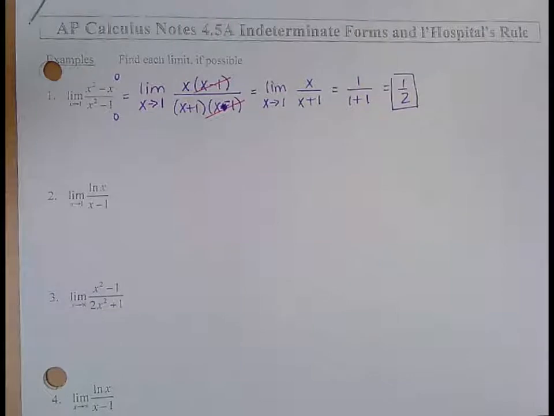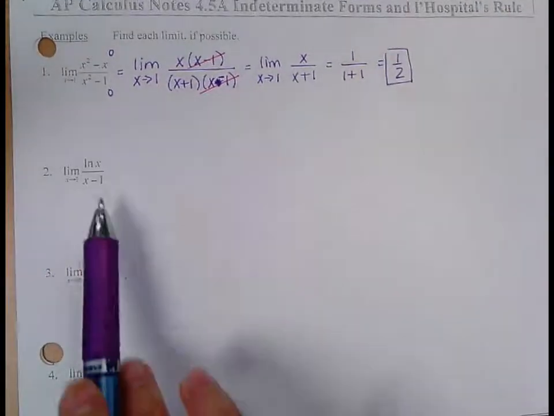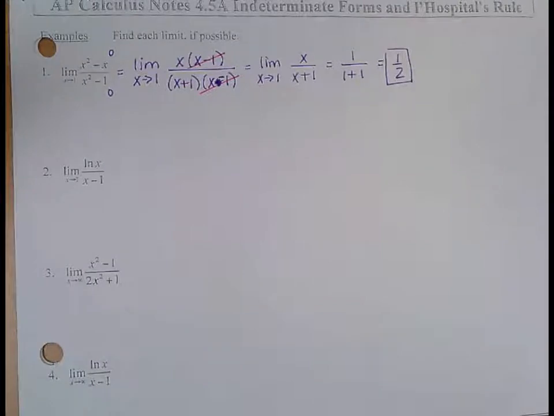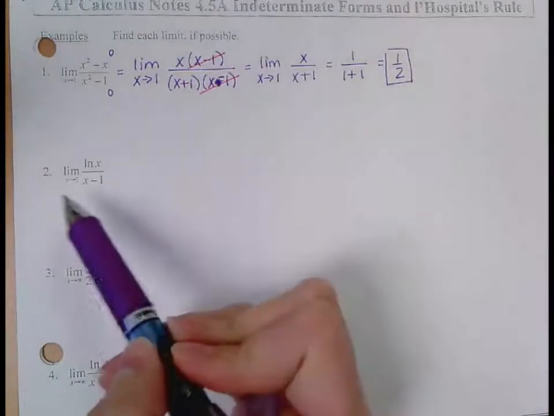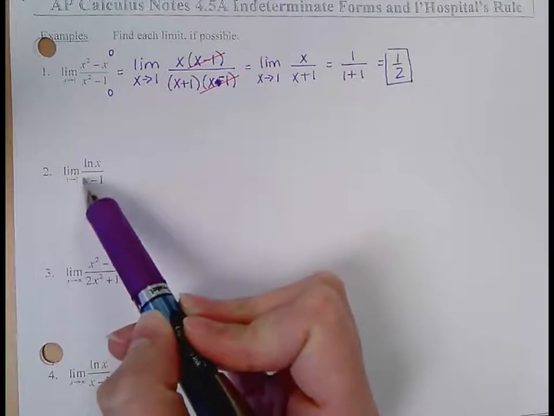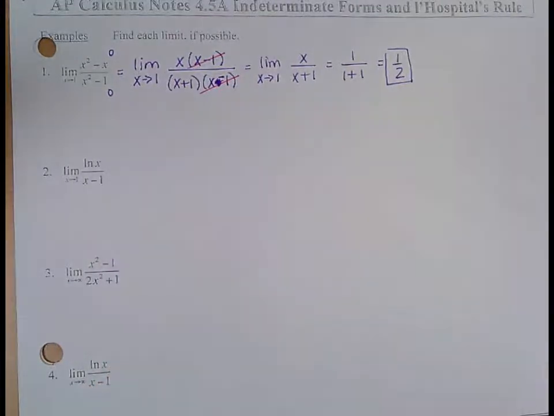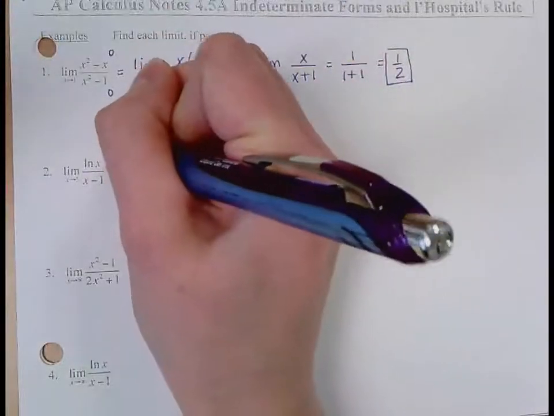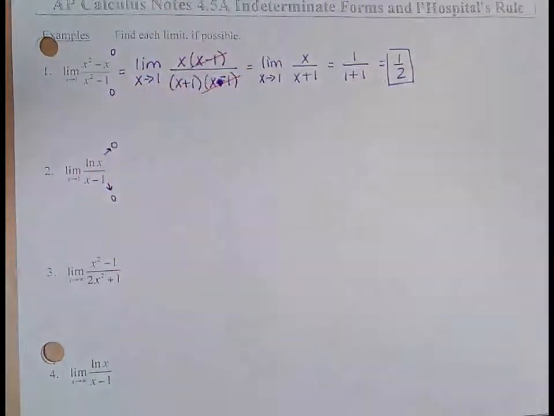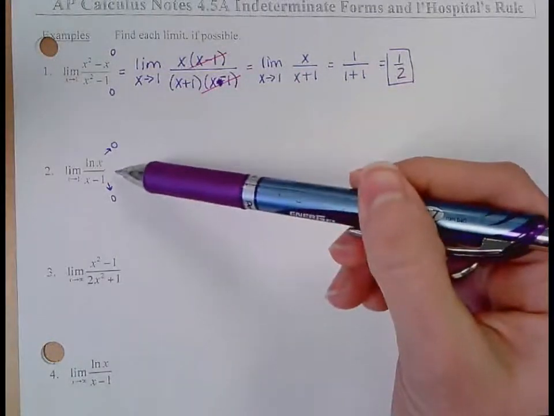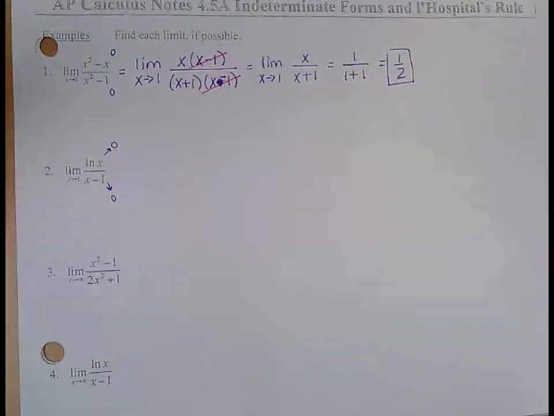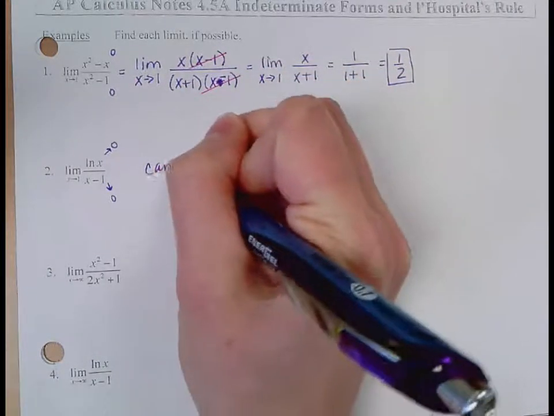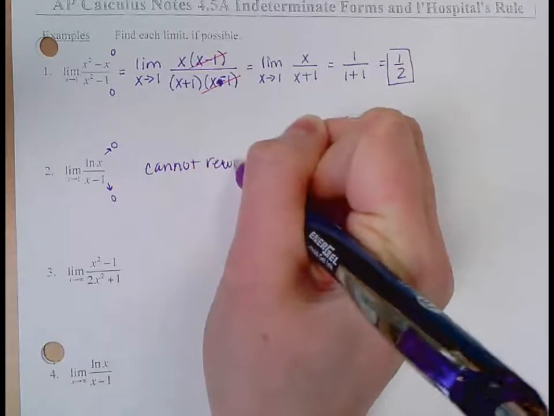So then if you look at example 2, where it's the limit as x approaches 1 of the natural log of x over x minus 1, if I use direct substitution, so plug in 1, what is the natural log of 1? 0. And then 1 minus 1 on the bottom would be 0. So I still get 0 over 0. However, you cannot rewrite this like we could number 1. So we had different methods for rewriting a function, but we don't have a way to rewrite this.